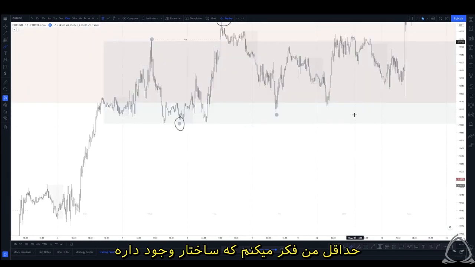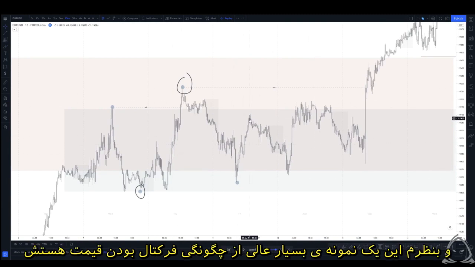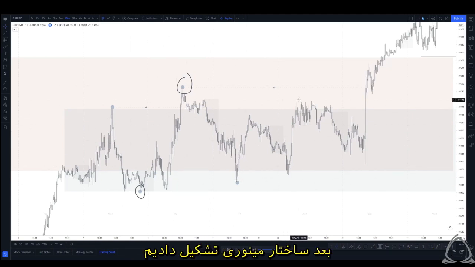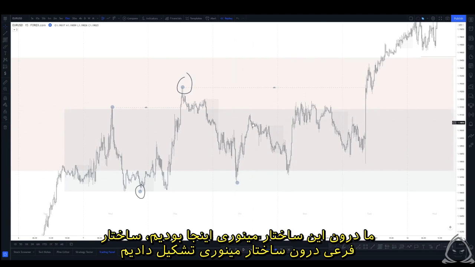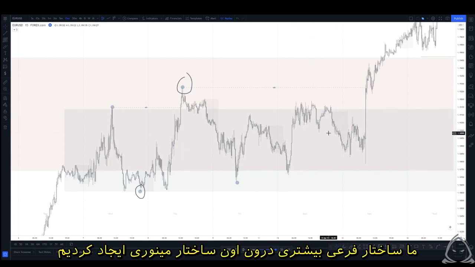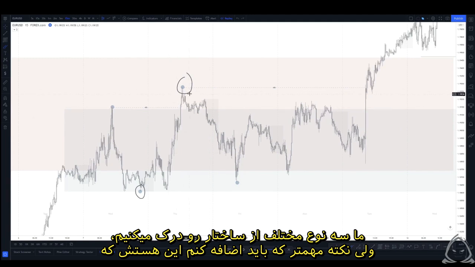that structure exists, the 3 different types of structure, but price is incredibly fractal, and I think this is a really great example of how fractal price is. We had swing structure, we started to create substructure, then we created minor structure. We were contained within the minor structure here, creating substructure within the minor structure. We created new minor structure. We created more substructure within that minor structure, and then we started to see the break. And we were able to understand what was happening between all of this range because we understand the 3 different types of structure and what it means.